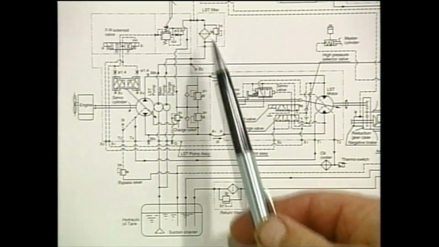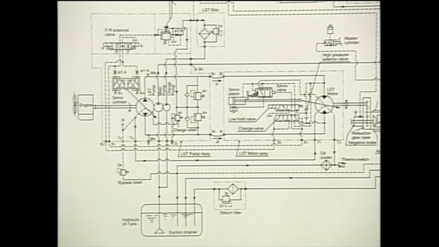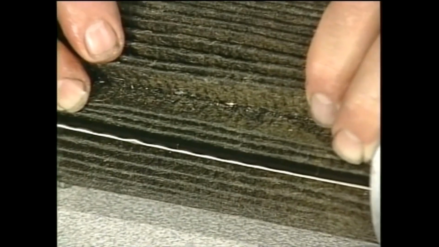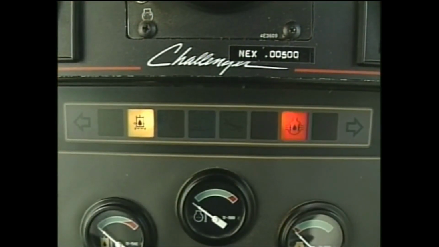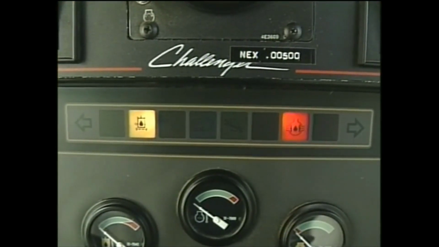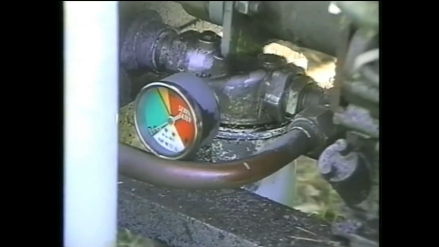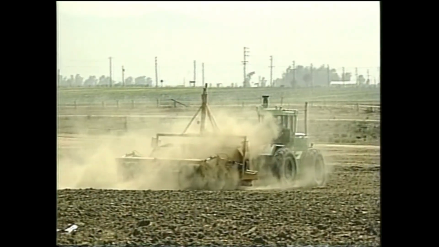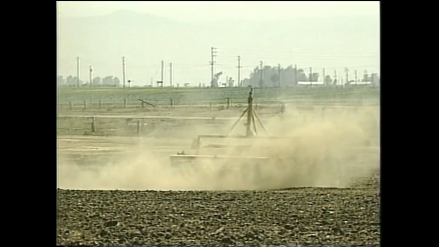Always check the hydraulic schematic for the number of filters and their locations. To indicate when filter elements should be changed, some manufacturers provide differential pressure indicators or a warning light. These indicators are the best way to know when a filter needs to be changed. Regardless of where the filters are located, they must be changed on schedule or sooner in hot, dusty conditions.